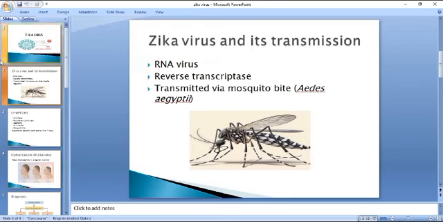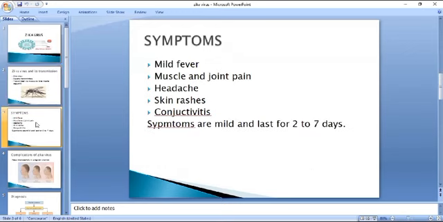Now, talking about the symptoms of Zika virus, let me make it very clear that when the infected mosquito bites, 80% of the people won't even get any symptoms. Only 20% of the people will actually get symptoms, and these symptoms include mild fever, muscle pain, joint pain, headache, skin rashes, conjunctivitis. And these symptoms are very mild, and these usually last for 2 to 7 days.